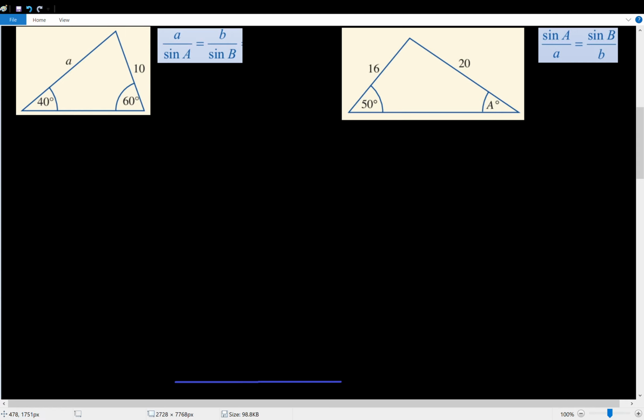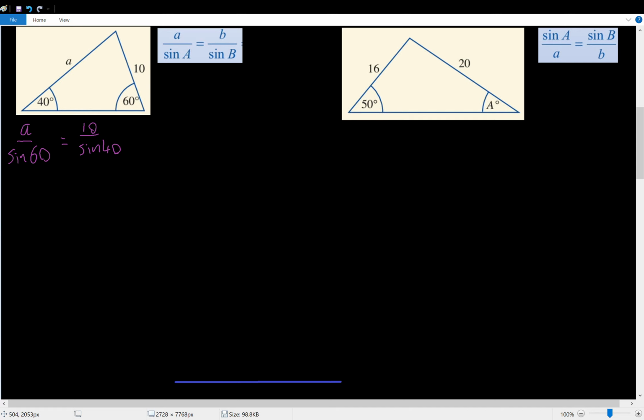So for this, whenever we're using the sine rule, we're going to put the variable that we do not know, the one that we're looking for the value of, in the top left of our equation that we form. So in this case, a is going to go in the top left of our equation, and underneath it is going to be the sine of the angle opposite it, which is 60. So it's going to be a over the sine of 60. And that's going to be equal to 10 over the sine of 40. Like that. So far so good.